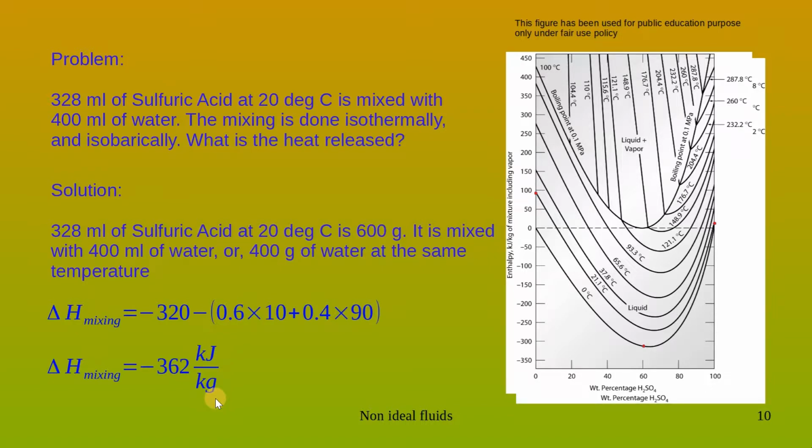Now, whenever we get a negative enthalpy of mixing, it means the mixing is exothermic. Heat will be released. And this is common knowledge: whenever we add water to sulfuric acid, heat is released. Now, the explanation here is the same as the explanation given for volume.